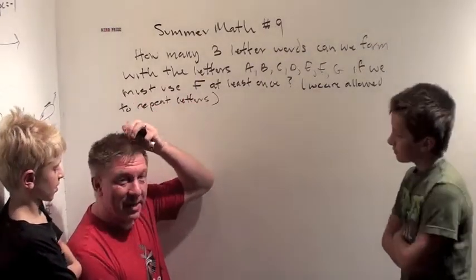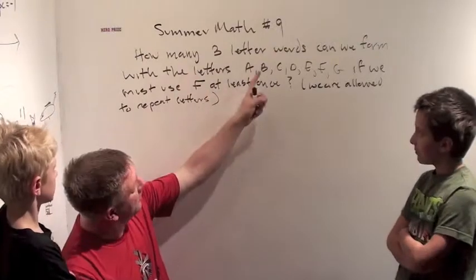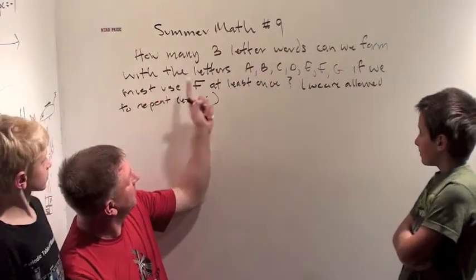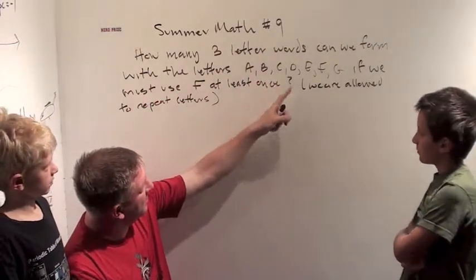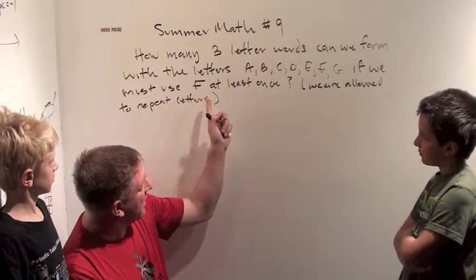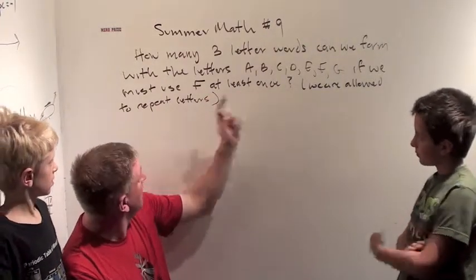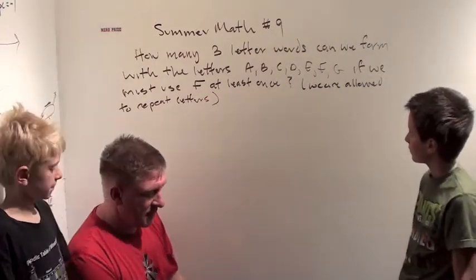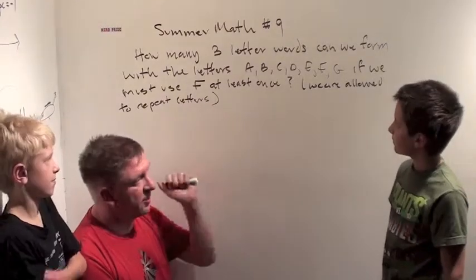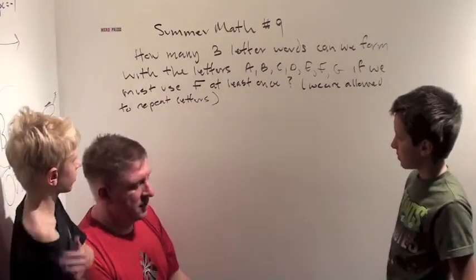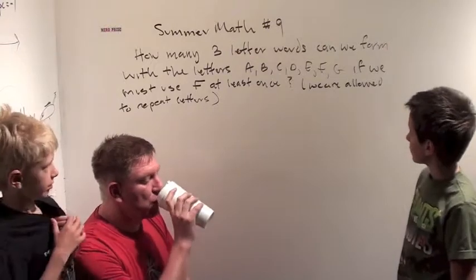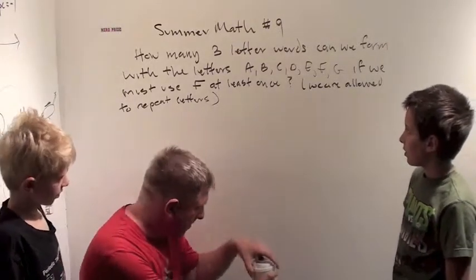We're counting before camping. How many three-letter words can we form with the letters A, B, C, D, E, F, G if we must use F at least once and we're allowed to repeat letters? Okay, do you understand the problem? Yeah. What are we trying to make? We're trying to make three-letter words that must use F at least once.